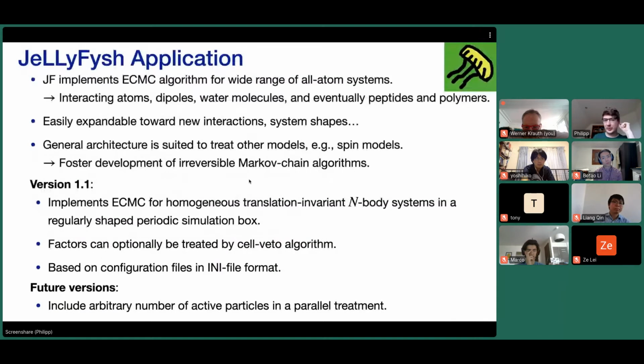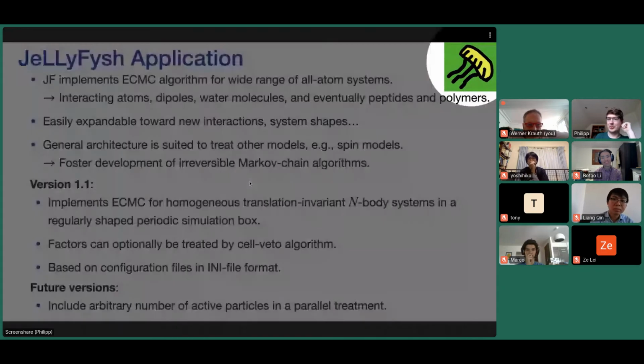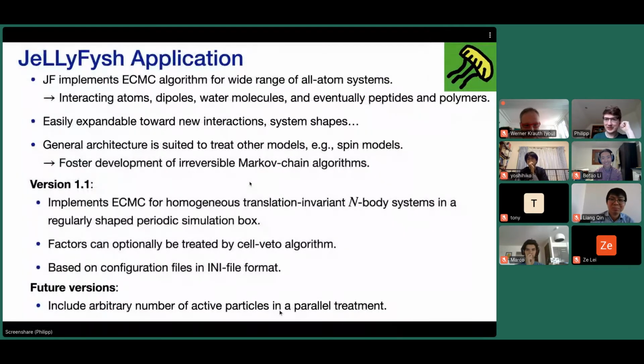So let me conclude my talk with a summary slide about the JeLLyFysh application. This is the logo, by the way, beautifully designed by Liang. JeLLyFysh implements ECMC for a wide range of all-atom systems. Right now, we ship with exemplary all-atom simulations, which treat interacting atoms, dipoles, and water molecules, but it is intended to eventually treat peptides and polymers.